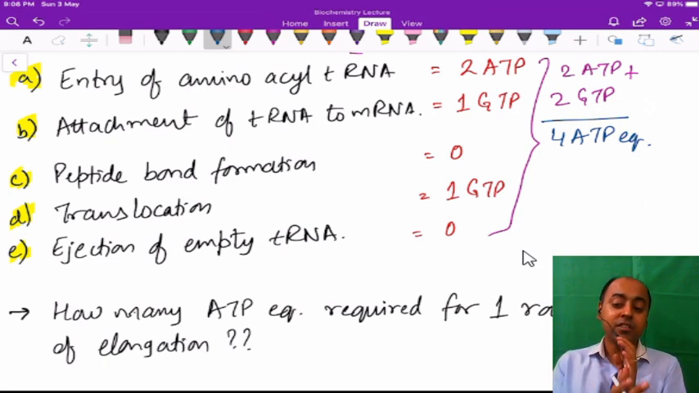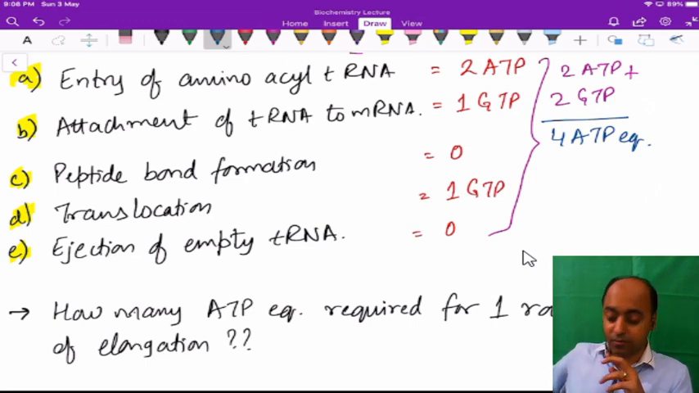What you've learned previously has to be applied subsequently. You cannot ignore it when you encounter a problem later. You have to use that information to solve it. So the answer for one round of elongation will be 4 ATP equivalent. Now at this place the examiner can further confuse you by 2 additional questions.